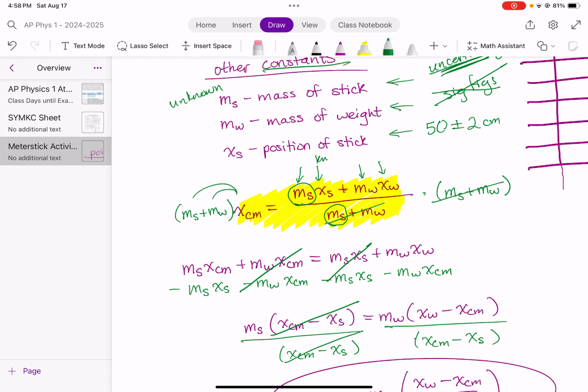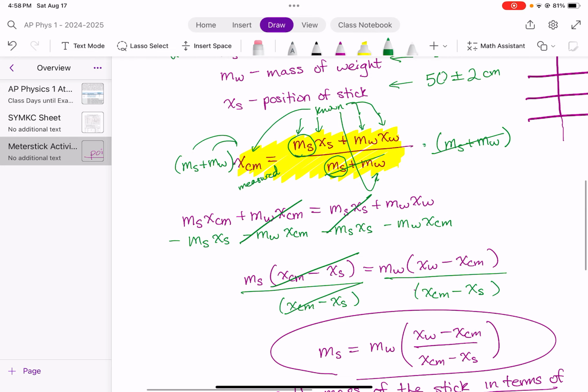So this is known, that's known, that's known. The mass of the weight was given to you guys, that's known. And of course, this is known because we measured the position of the center of mass of the system, right? So everything else is known. So the idea is if we could algebraically solve for the mass of the stick, we could get some kind of formula that spits it out to us.